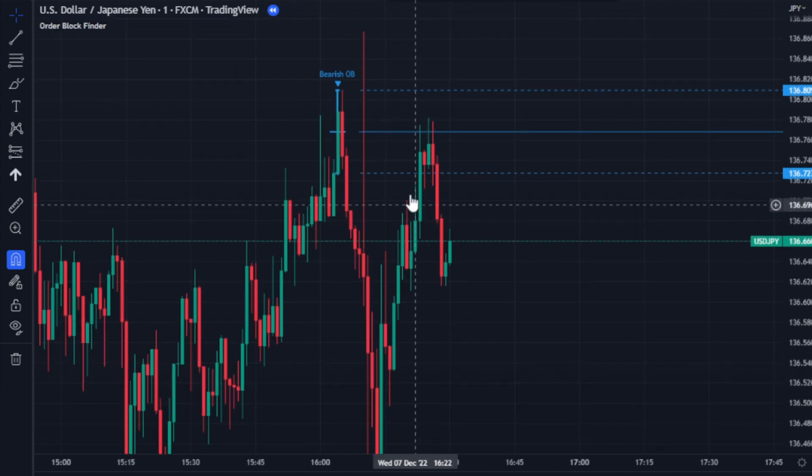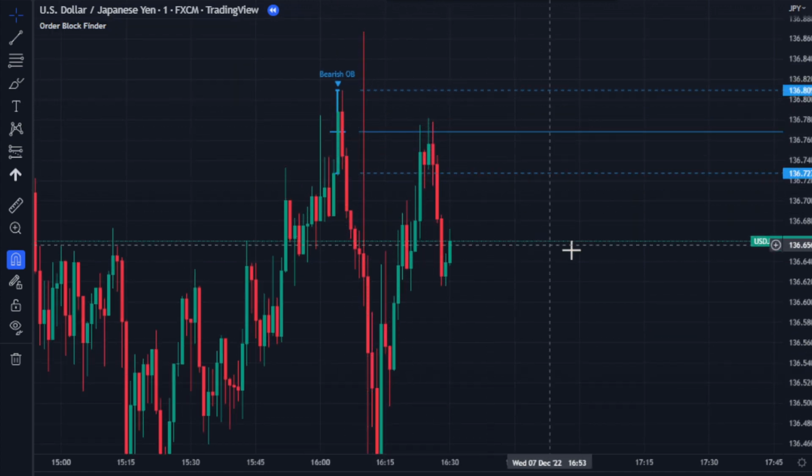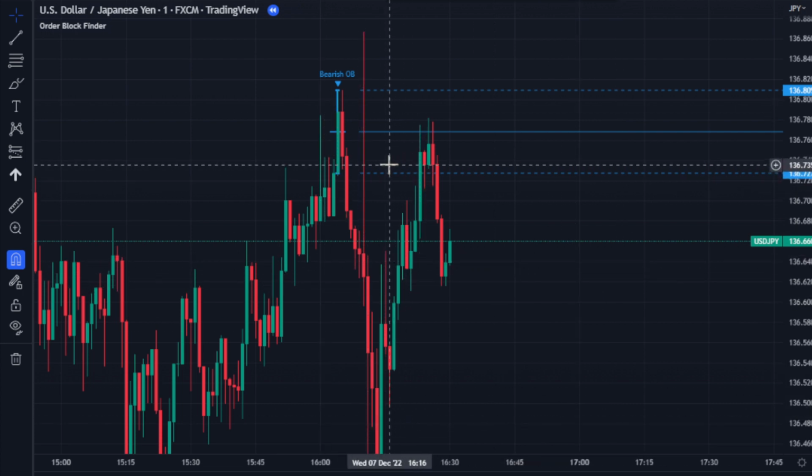Order blocks are an area in trading where governments and big institutions would pile up their Forex orders to enter the market or exit existing positions. Okay, so how are we going to apply this indicator?